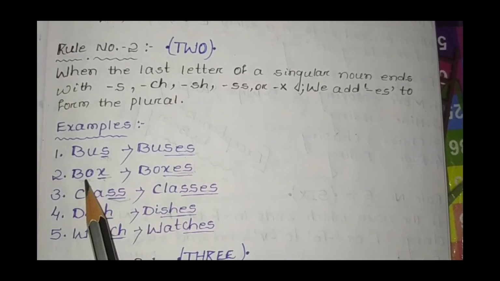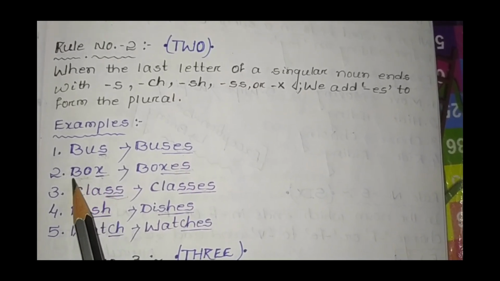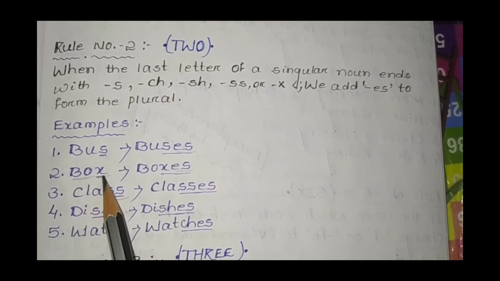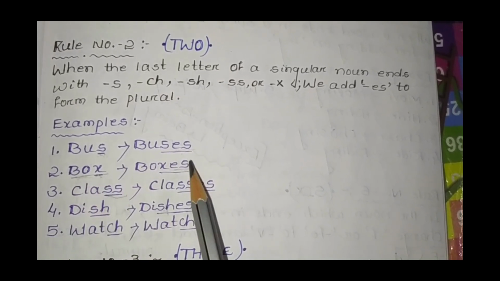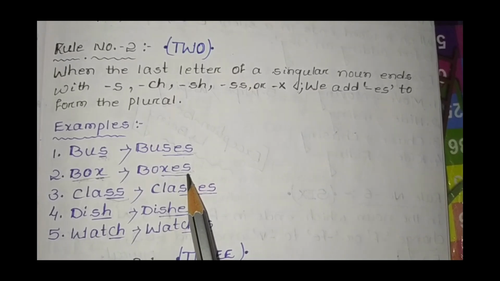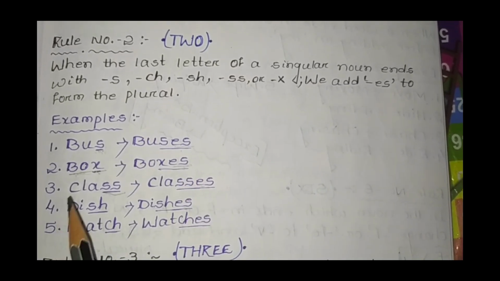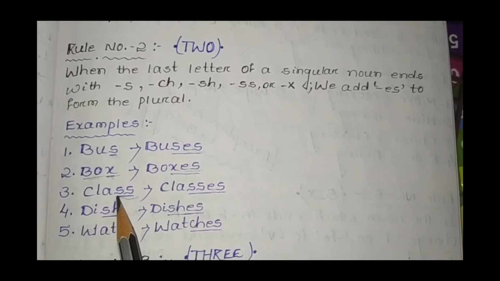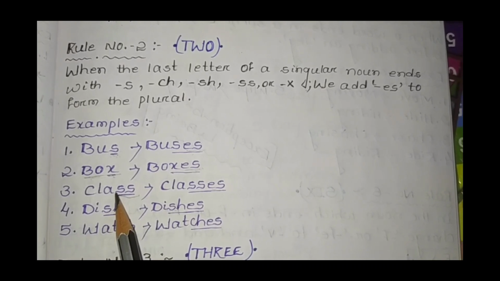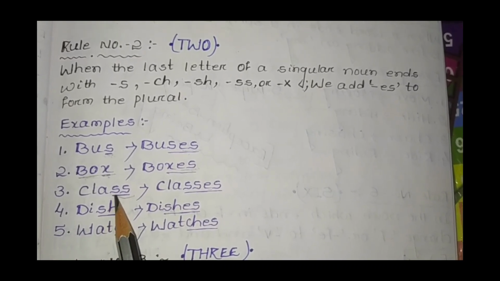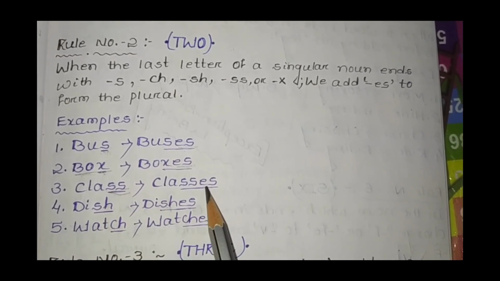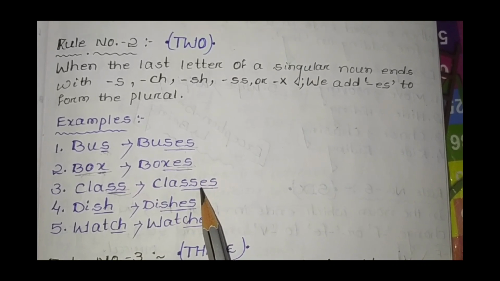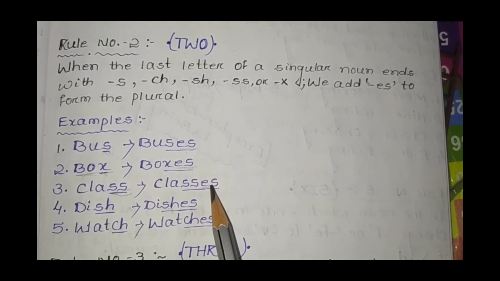Then coming to number 2, box. This singular noun also ends with x. That is why we add es to convert into plural. Then coming to 3, class. This singular noun also ends with ss. That is why we add es to convert into plural form.